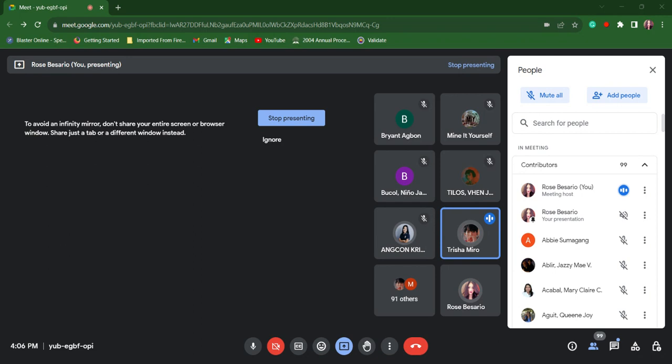Okay, then we have number 5. What was the amount of interest expense shown on the 2024 income statement?